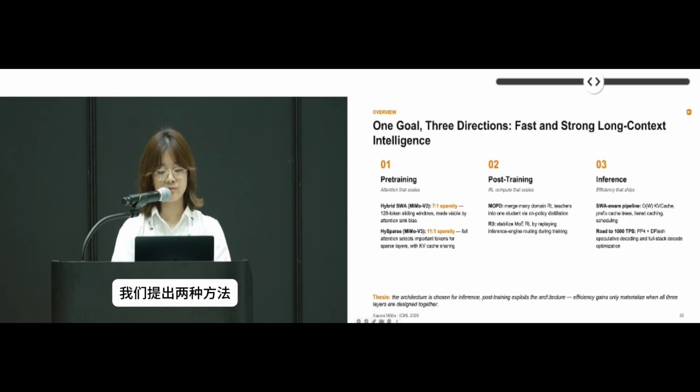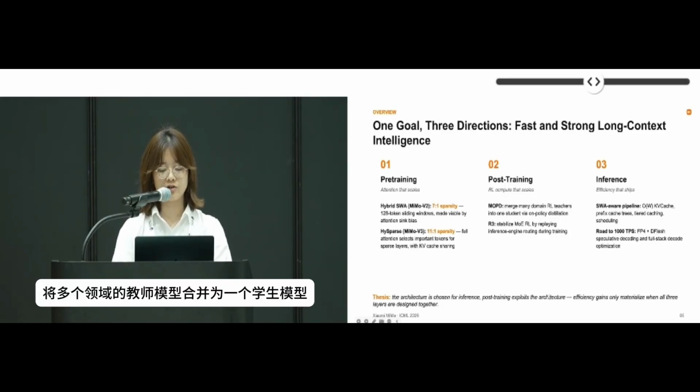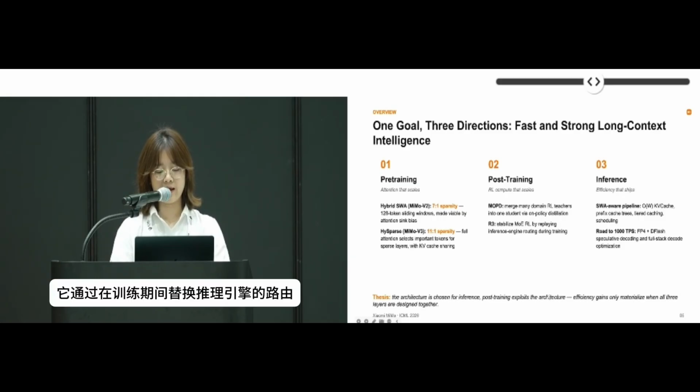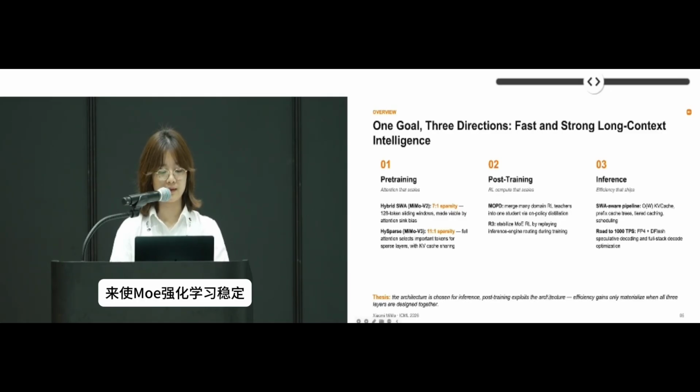We propose 2 methods. MOPD merges many domain teachers into one student through on-policy distillation. We proposed it first, verified it, and used it at a large scale last year, and it has become a common practice now. R3 is our early work. It makes MoE reinforcement learning stable by replaying the inference engine's routing during training.